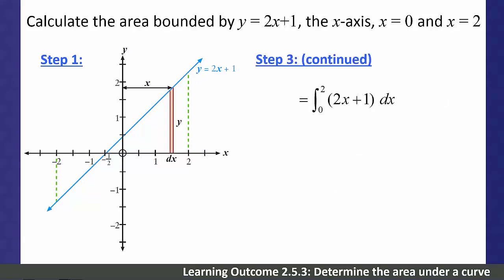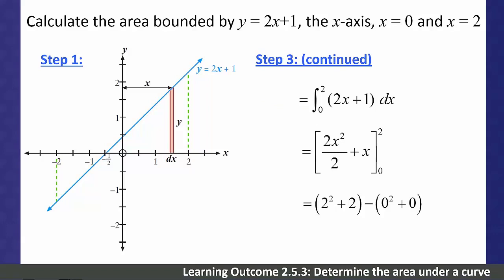We find our integral 2x squared over 2 plus x and put it inside our square brackets with lower limit 0 and upper limit 2. We simplify and we find our answer is 6 units squared. So we can say that the area bounded by y equals 2x plus 1, the x-axis, x equals 0 and x equals 2 is 6 units squared.